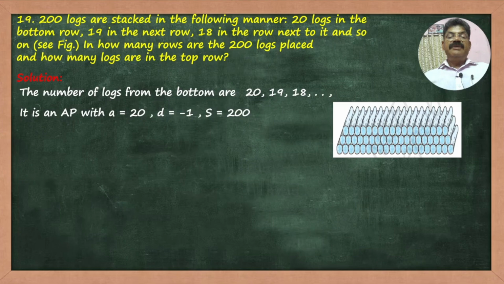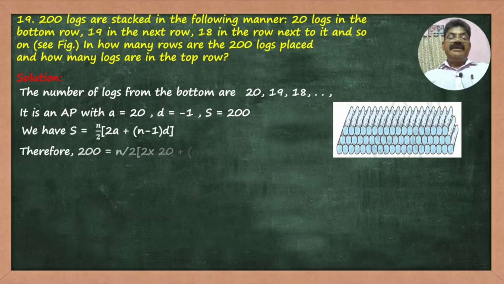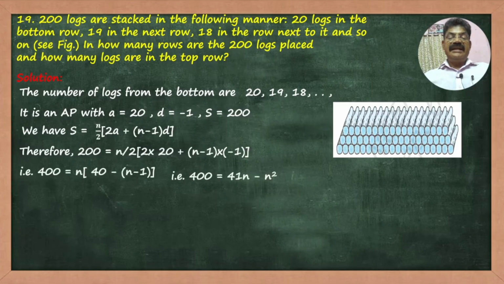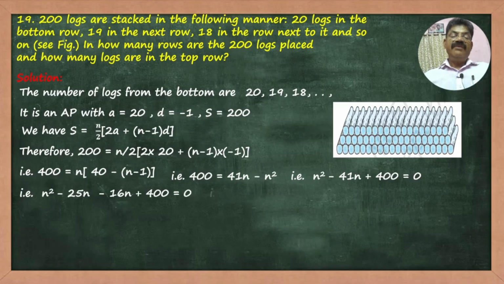Clearly, it is an arithmetic progression with a equal to 20, d equal to -1 and S equal to 200. Sum is equal to 200. Only thing we have to find out is n, that is the number of rows. You substitute these values in the formula, you get a quadratic equation in n, that is n squared minus 41n plus 400 is equal to 0. When you solve this, you get n is equal to 16 or 25.